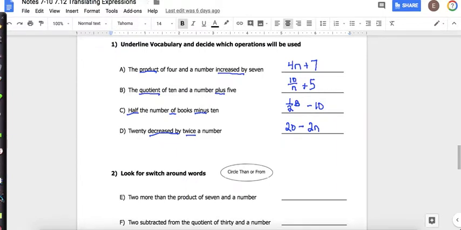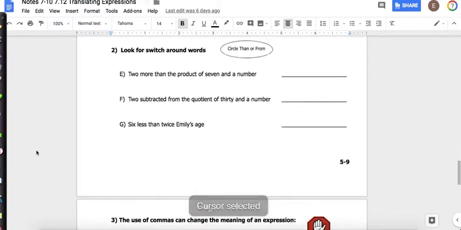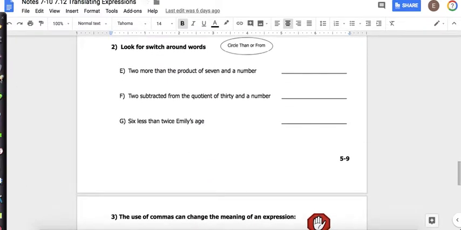Okay, look for switch around words: circle "than" or "from". So we talked about those switch around words. We starred them in the chart. So we have 2 more than. I'm going to circle that keyword because it's a switch around word.